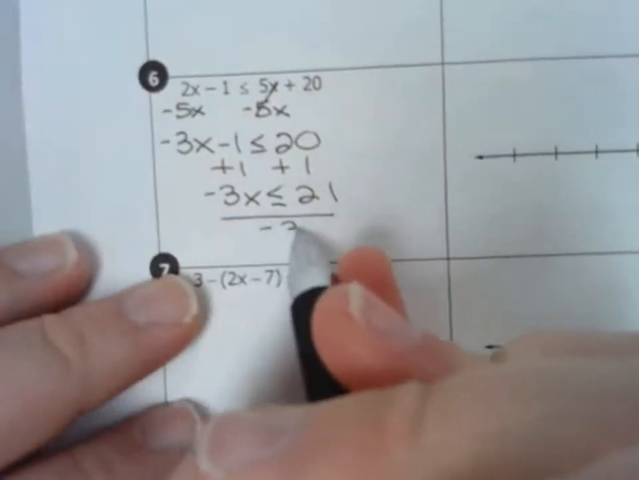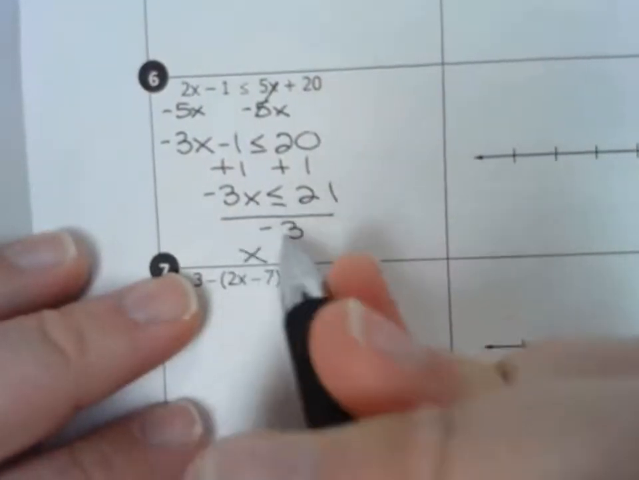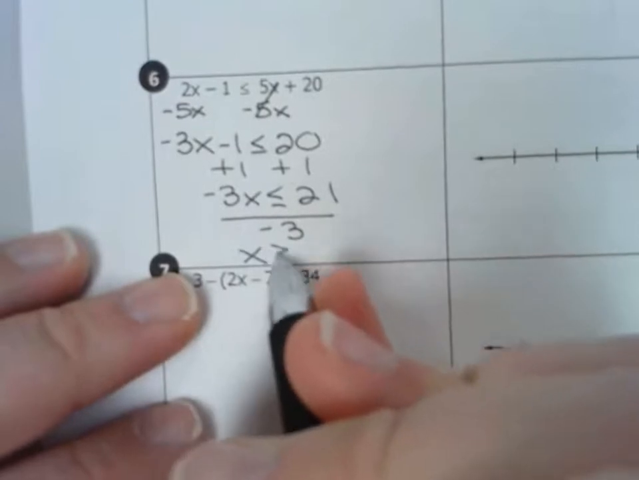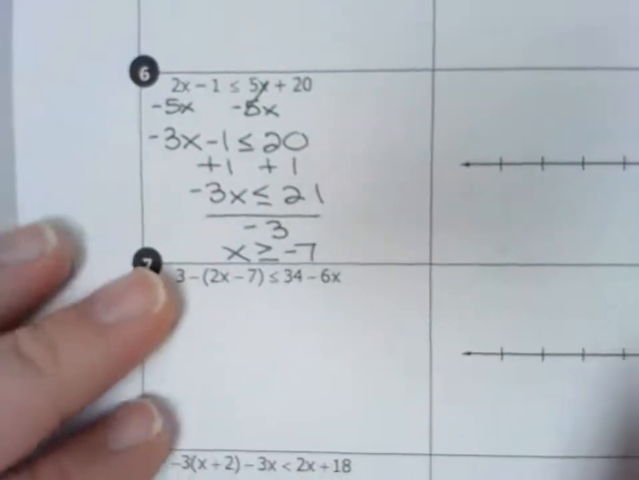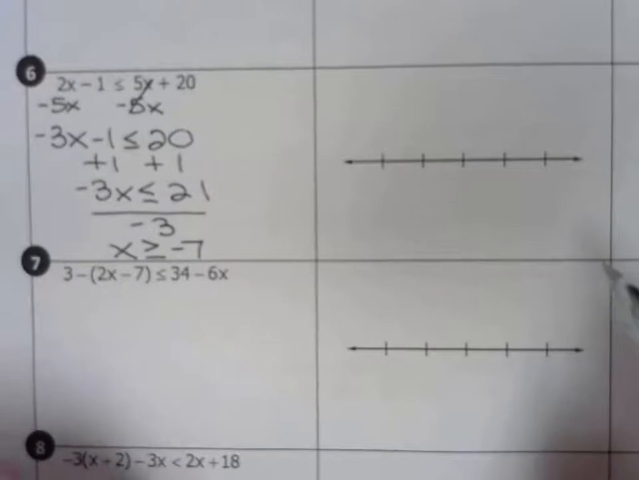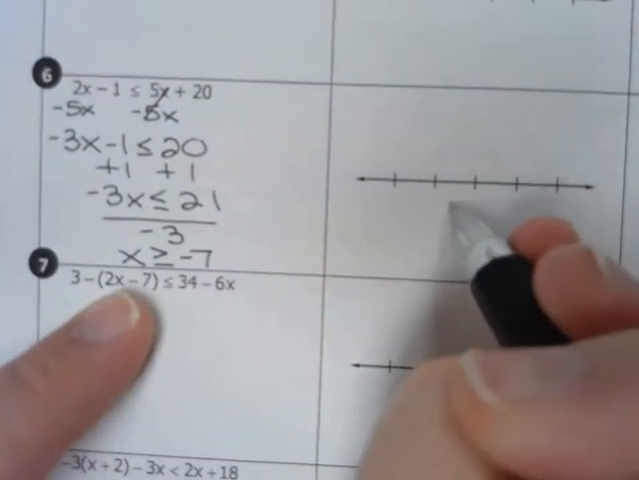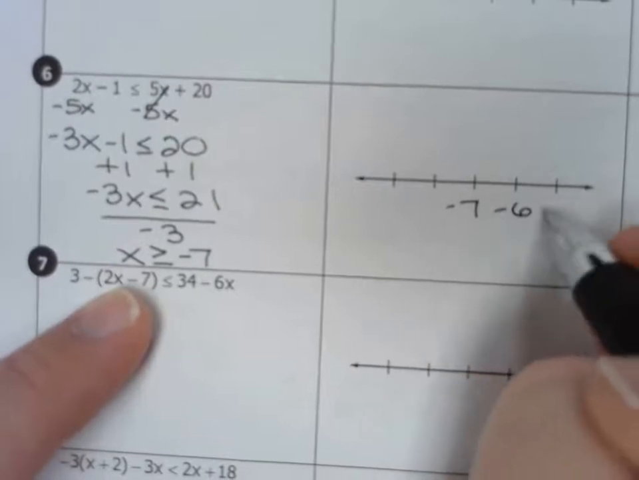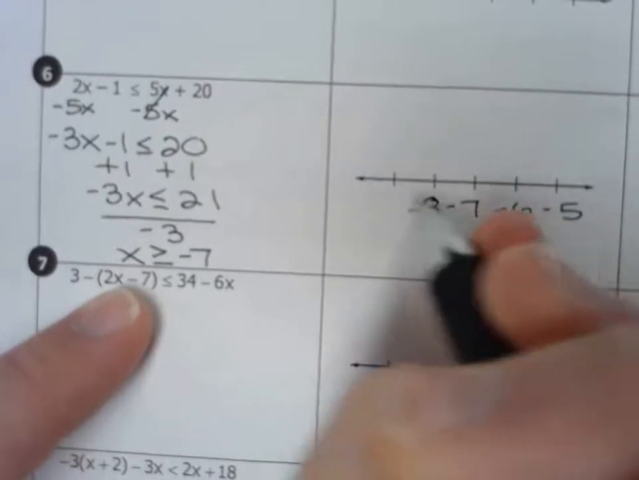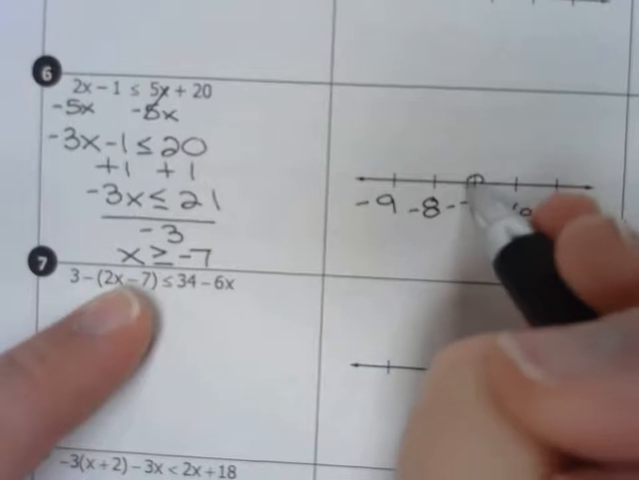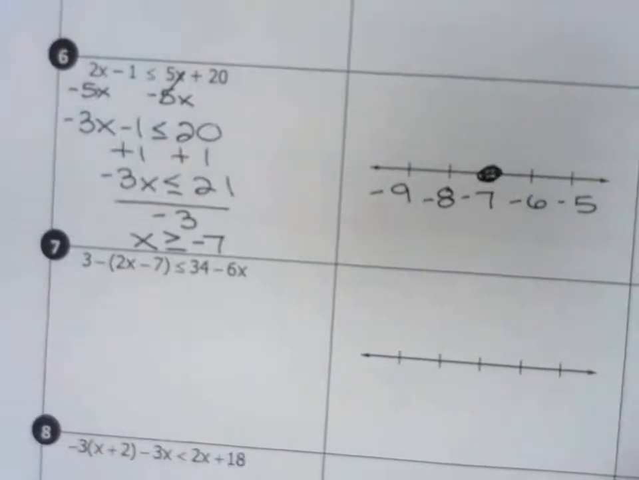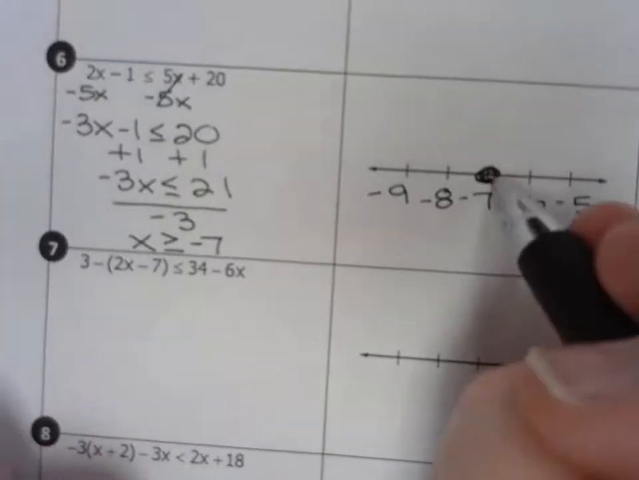Divide by negative 3. I'm dividing by a negative, so I switch the direction, so that becomes x is greater than or equal to negative 7. It's greater than or equal to negative 7, so it's negative 7, negative 6, negative 5, negative 8, negative 9. It's a filled-in circle at negative 7. X is greater than or equal to, so I shade to the right.